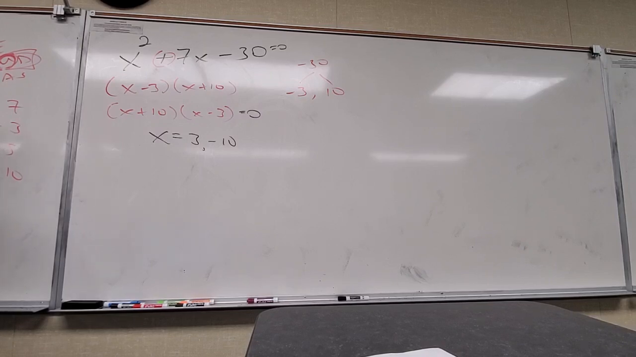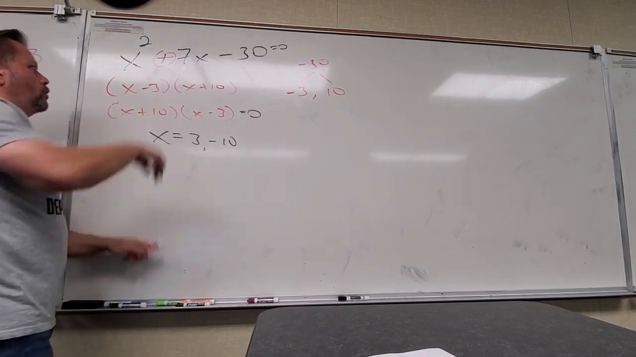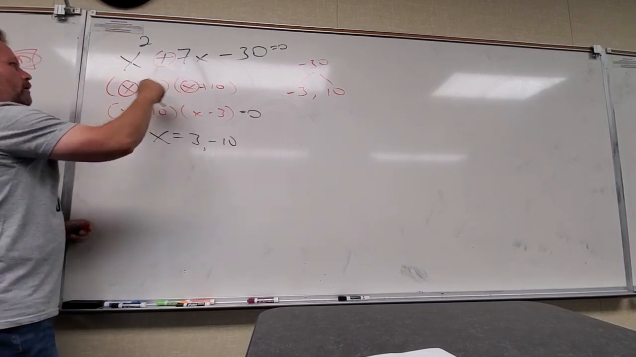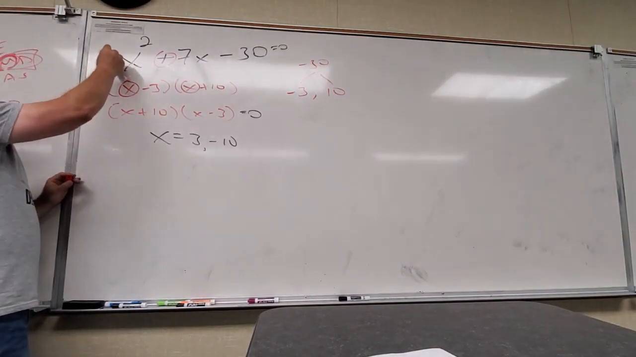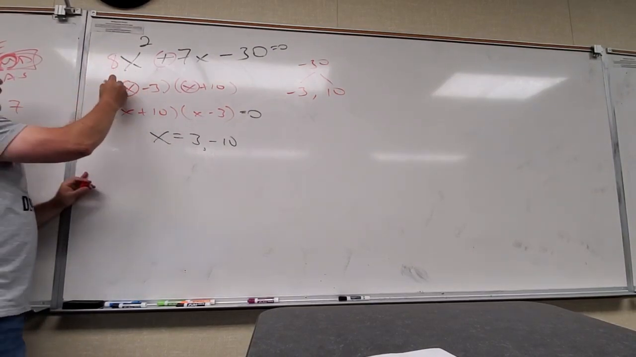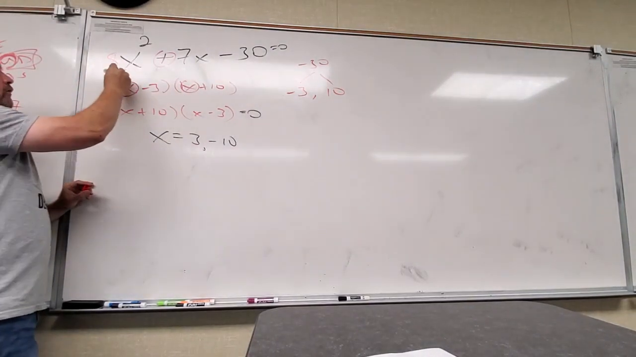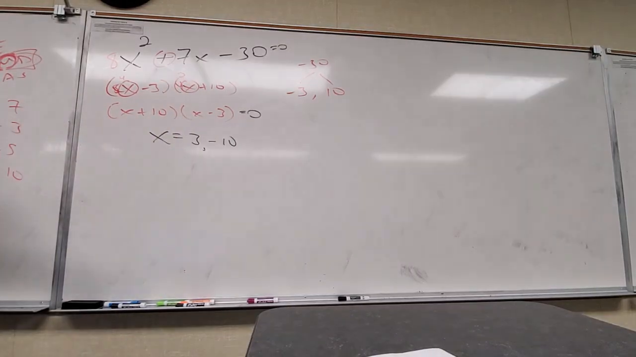You guys with me? Why were these easy? Because what's the only thing that I could have put here? X and X. If there was an 8 here, couldn't this have been 8 and 1? Couldn't it have been 4 and 2? Oh, right? You guys with me?